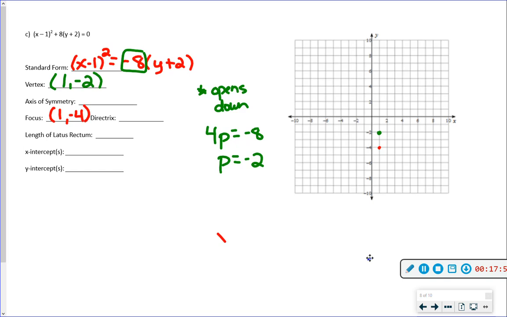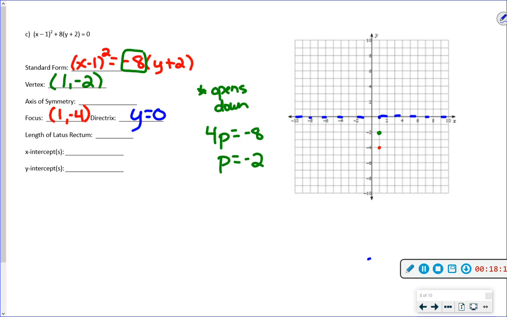Directrix. I'm going to go 2 units the opposite direction. So from my vertex, I'm going to go 2 up now. And remember, it's that horizontal line. What's the equation of your directrix? Y equals 0. Good. Got it?